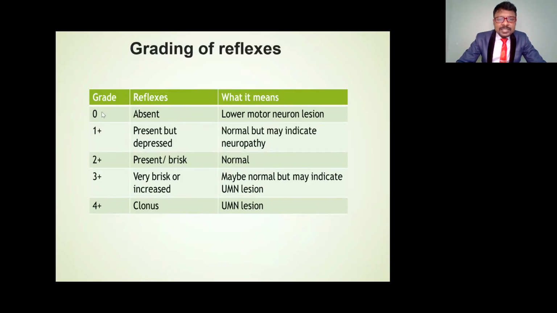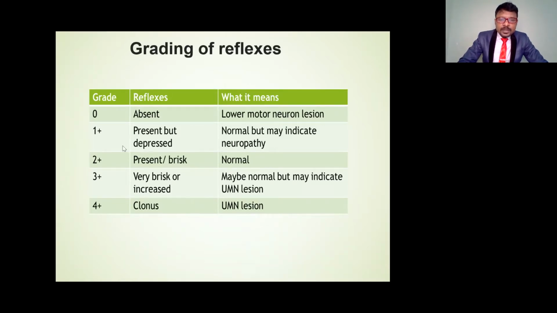In the grading, zero means absent. If you tap on the biceps, there is no response, nothing, not even a flicker of contraction. That is due to lower motor neuron lesions, which means a single spinal nerve is going to be affected. That is the absence of reflexes, zero grade.